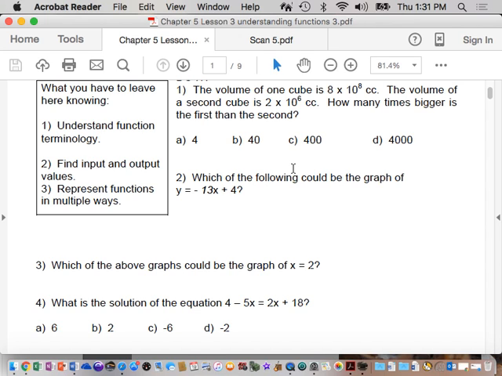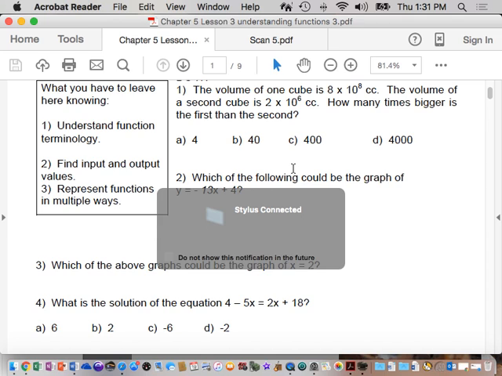Now, let's go through this step by step, and hopefully we're getting really good at understanding what it is we're saying with functions. And that's really been the point behind the first 3 days of this particular unit, is to understand function terminology, what we're talking about when we do functions.